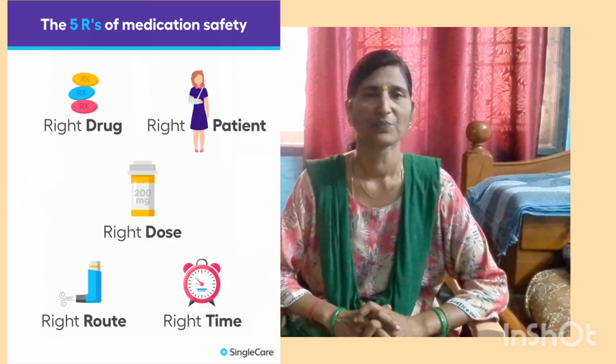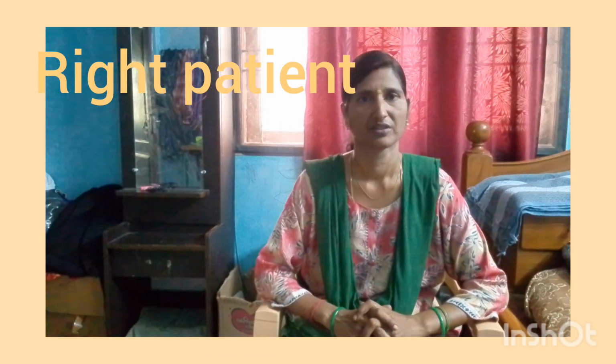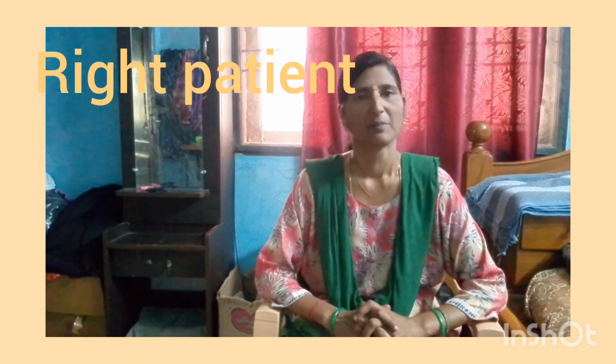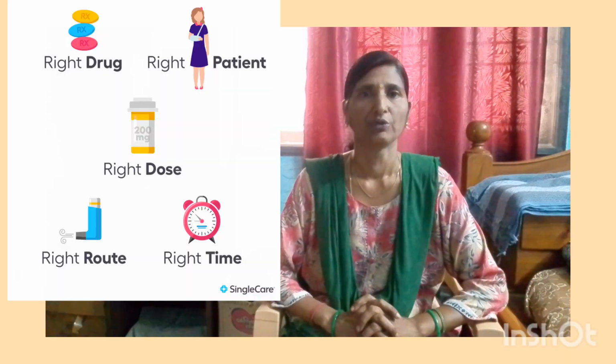Right patient means you have to identify the correct patient. Through the patient's name, ID number, and medical records, you have to identify the patient. Second one, right drug. You need to give the correct drug. That is very important. Mainly you check the doctor's prescription, then the patient's record, then the medication label, everything. Thereby you are identifying the right drug or right medication.